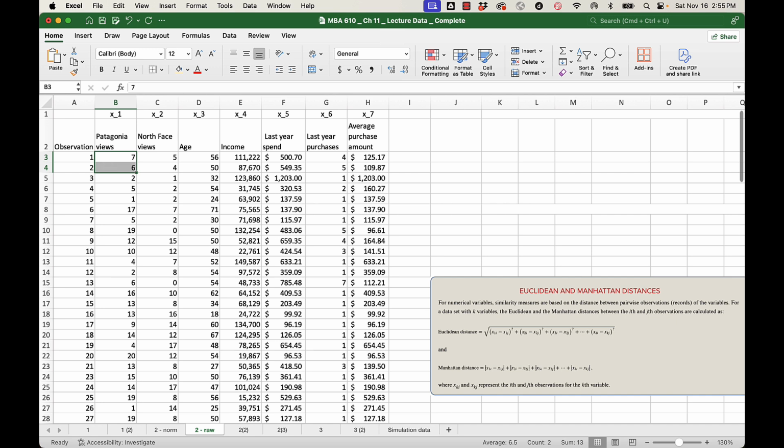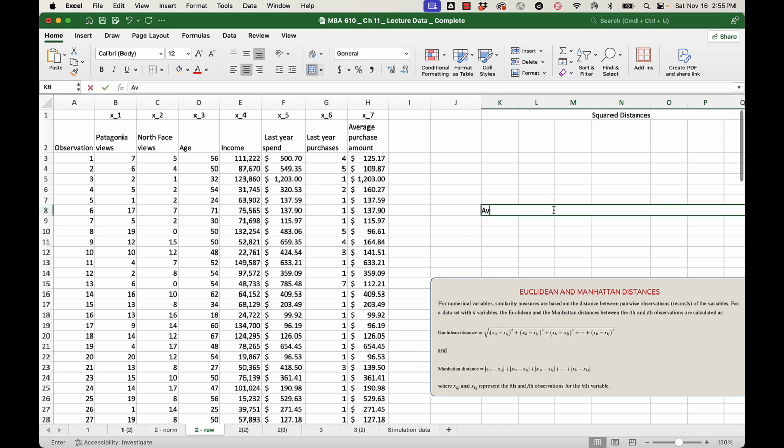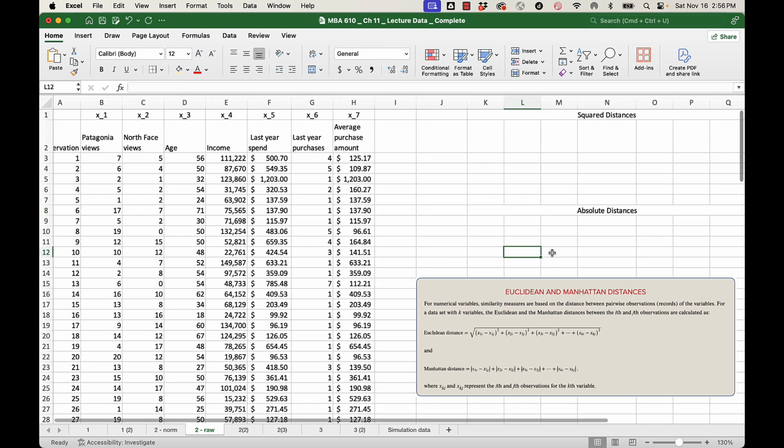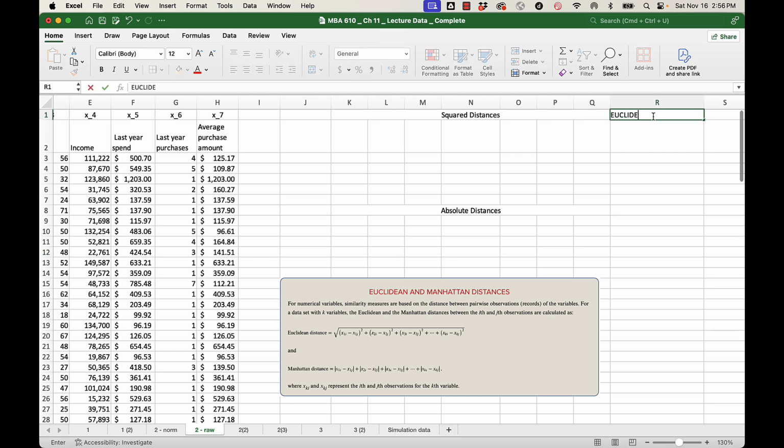I'm going to show you this. You can follow along if you want, but the purpose is really the next step, which is why we need to standardize. So I'm going to come along here and I'm going to first calculate the squared distances. And I'll do the absolute distances too. And that will leave us in the end with a Euclidean distance and a Manhattan distance.